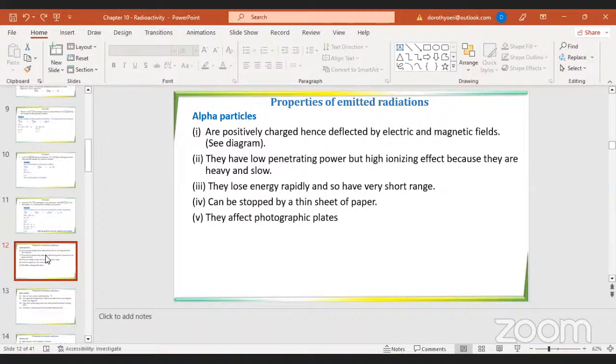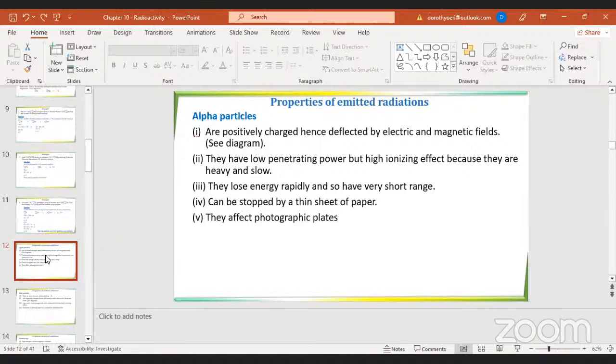Now I'm going to the properties of emitted radiations. We start with alpha particles. We assume they are positively charged, hence deflected by electric and magnetic fields. They have low penetrating power but high ionizing effect because they are heavy and move slowly. So since they are heavy and move slowly, they will cause a lot of ionization on their way.